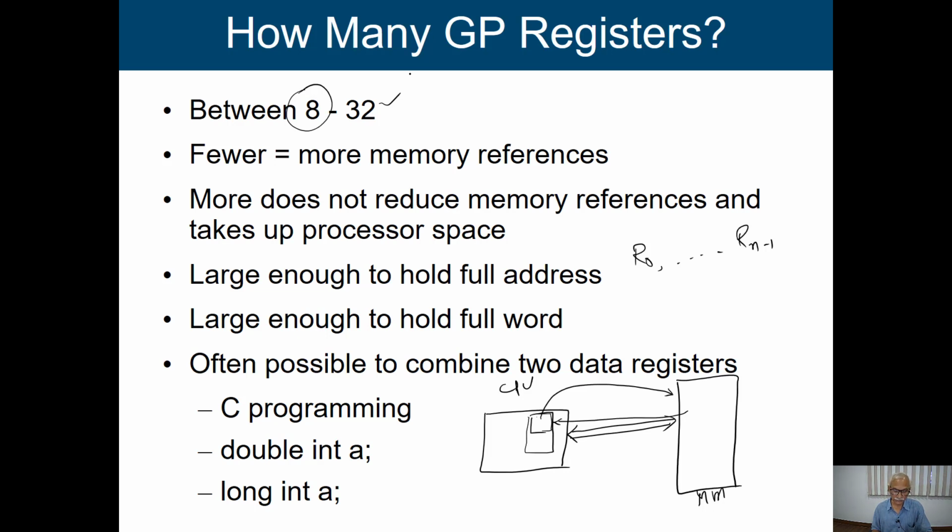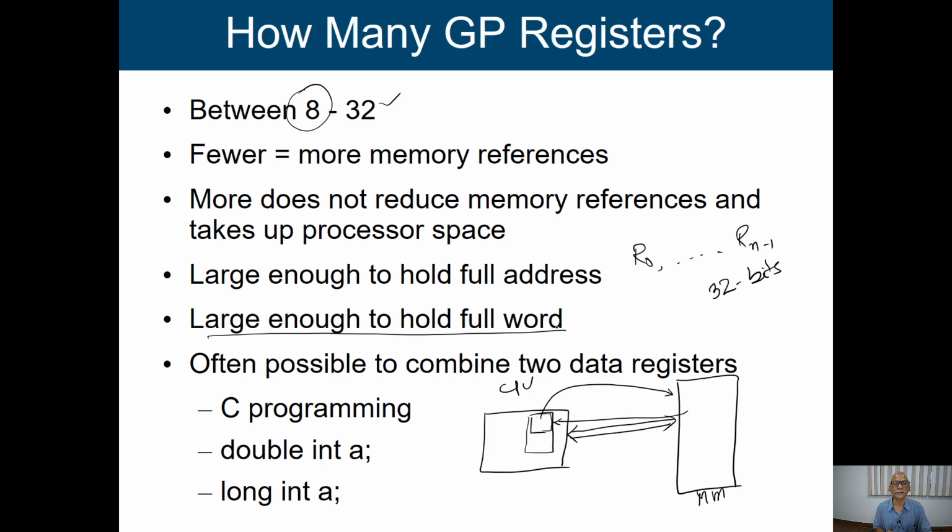Now what will be the size of those registers? It is large enough to hold a full address if it is an address register, or large enough to hold a full word if we are going to work with data. That means when I talk about a 32-bit processor, we work with 32-bit data in one go. That means in the ALU I give 2 inputs, both of size 32 bits. If they come from the registers, then the size of the register has to be 32 bits. That's why it should be large enough to hold a full word.